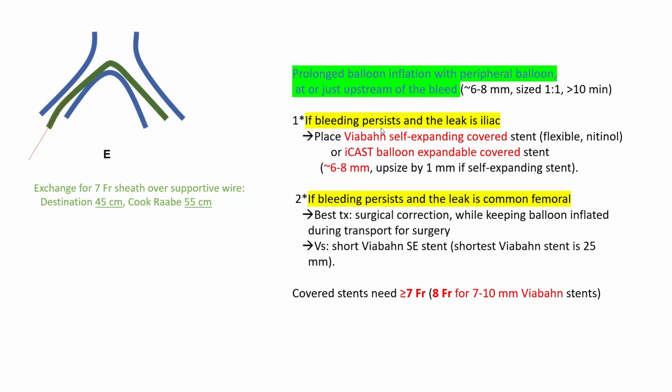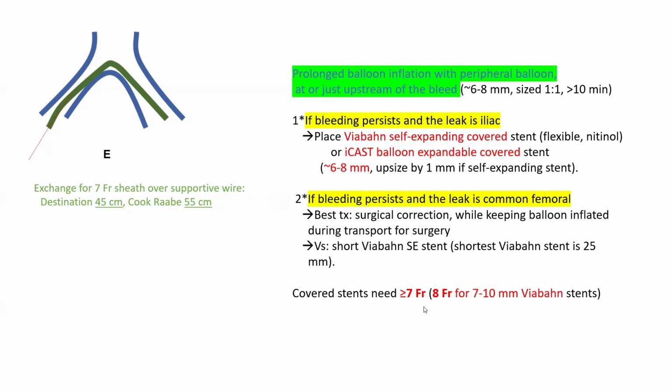Now, if the bleeding persists after balloon inflation and the leak is at the iliac level, then you have to place a cover stent. You may place a Viabahn self-expanding covered stent, which is a flexible nitinol stent, less likely to fracture, or less favorably, you may place an ICAST balloon expandable covered stent. And the size is usually in that 6 to 8, more 7 to 9 millimeters, and you upsize by 1 millimeter if you're using a self-expanding stent.